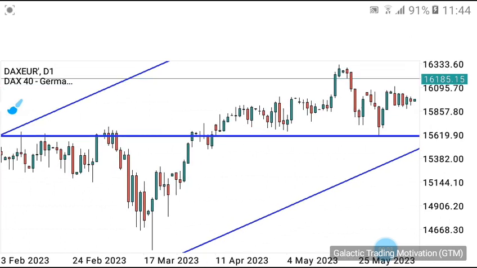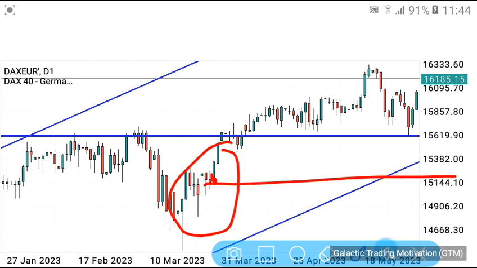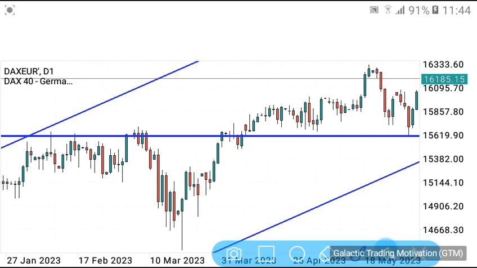Another thing that I also want to mention is that if you look at this area over here, we actually have this candlestick over here, right, as well as this one. Both candlesticks are bearish candlesticks with small bodies and long lower wicks, right?